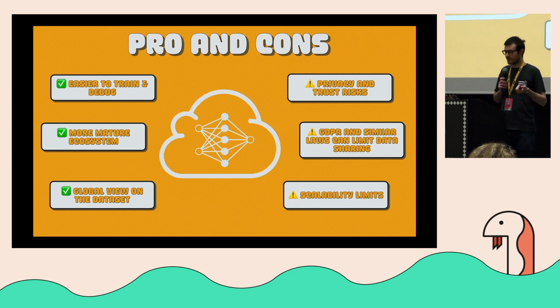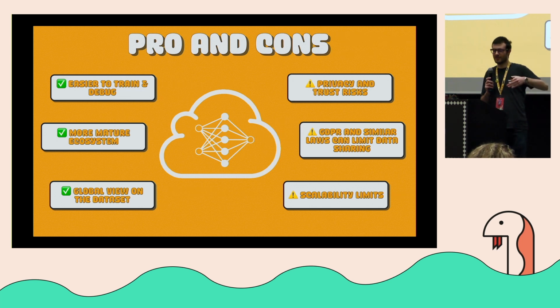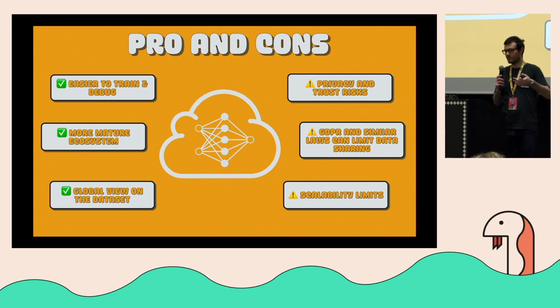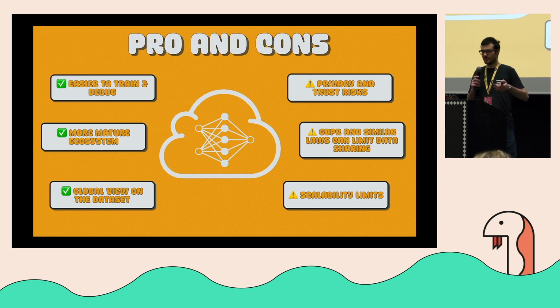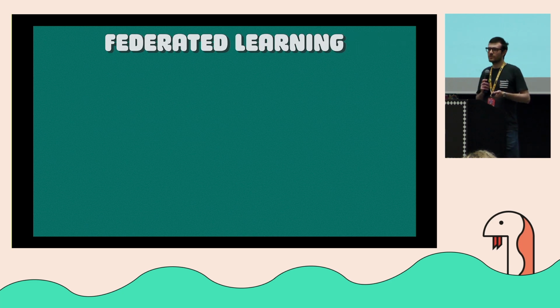And there are also some scalability limits because you have to put all the data in a single place. So as long as you have more data, you have to have more space to store it, and maybe the models that you have to train on this data are bigger and bigger the more data you have. So what was introduced a few years ago to solve some of these problems was federated learning.